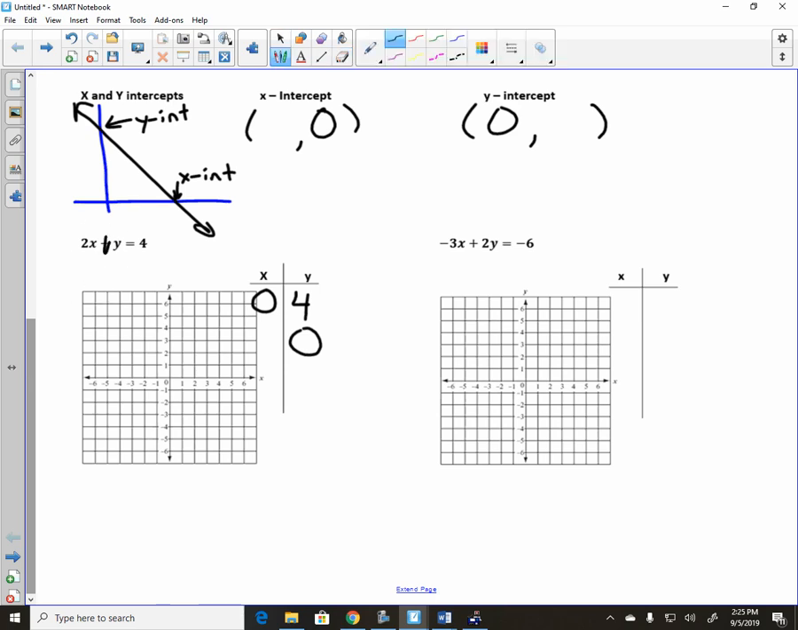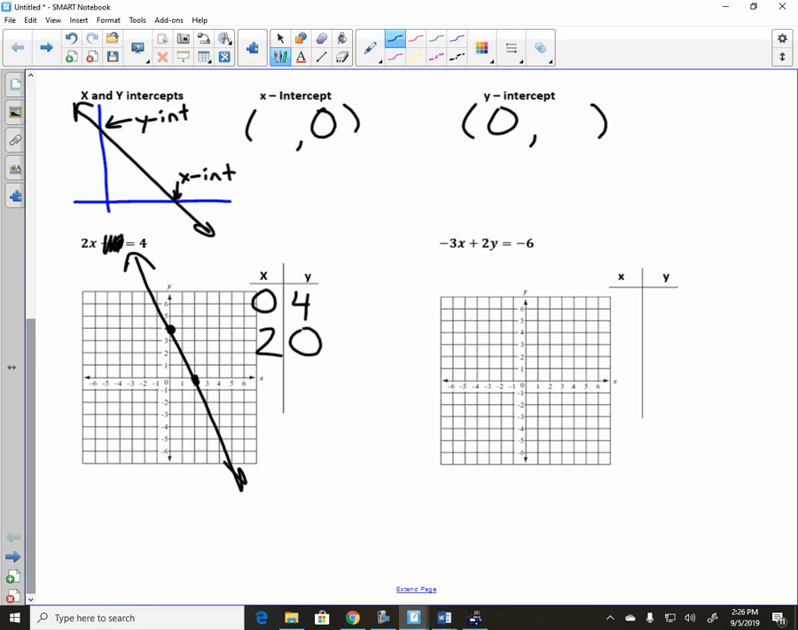Suppose the y value is 0. What would the x value have to be? 2. So you have 0, 4, and 2, 0. That's enough to be able to create a line by finding x and y intercepts.